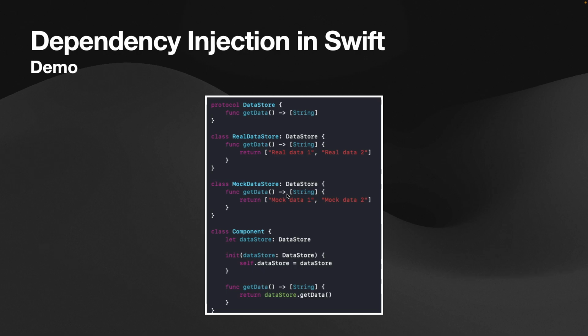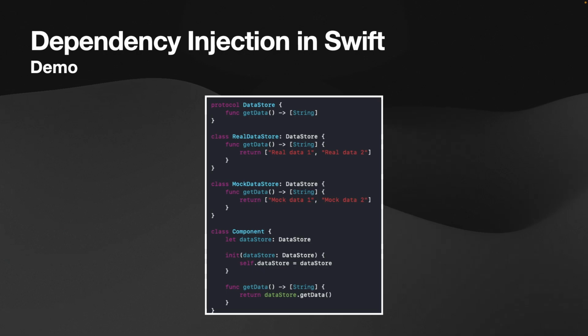So hopefully that's easy to understand. If not, feel free to comment down below and let me know. But basically, in this code here, the component class depends on the data store to provide it with the data. However, the implementation of the data store is not hard-coded into the component. Instead, the data store is passed as a parameter to the component's initializer.